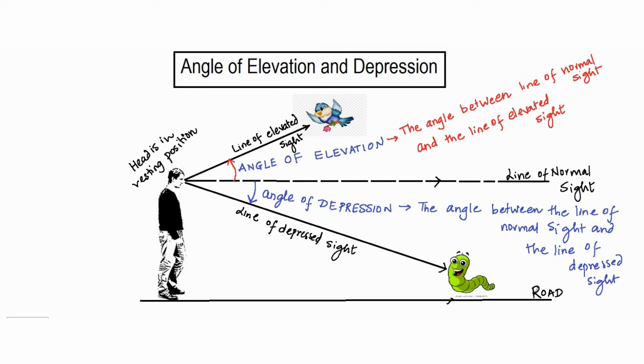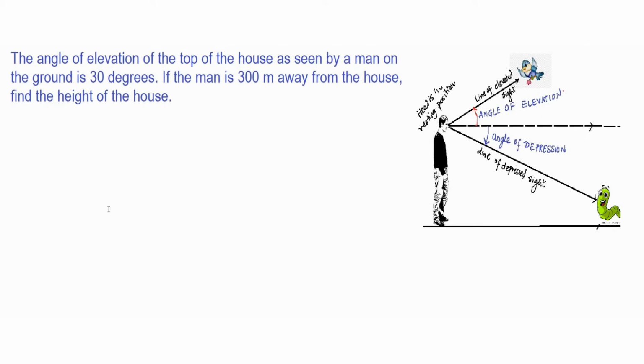So now let us take up some word problems and let us convert those problems into diagrams. Let us consider the following question. The angle of elevation of the top of a house, as seen by a man on the ground, is 30 degrees, right?